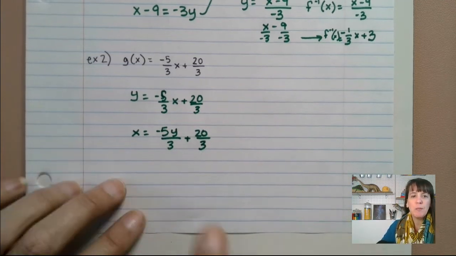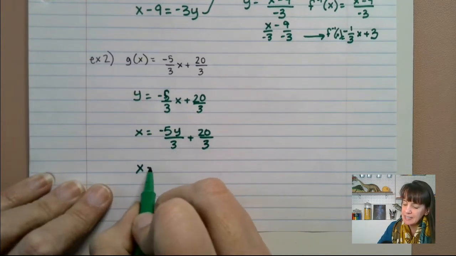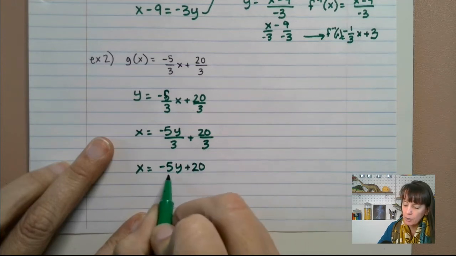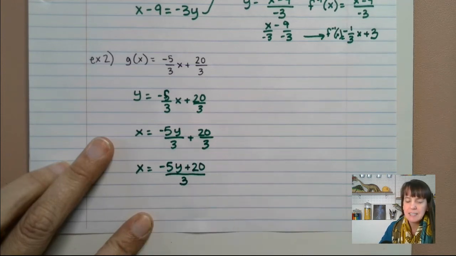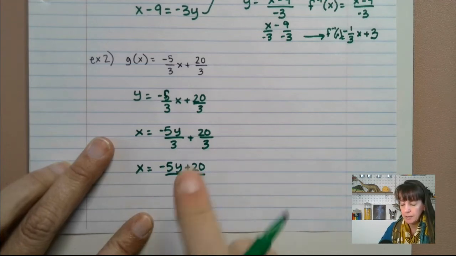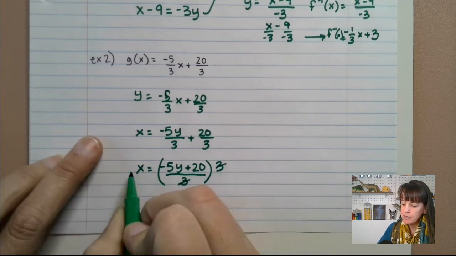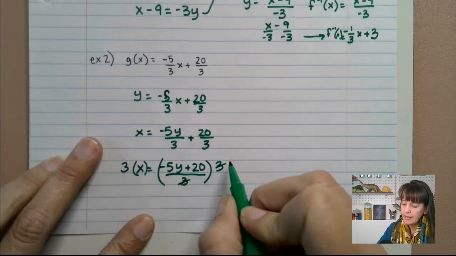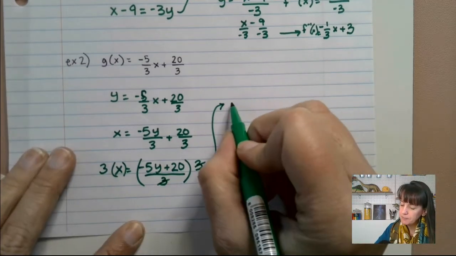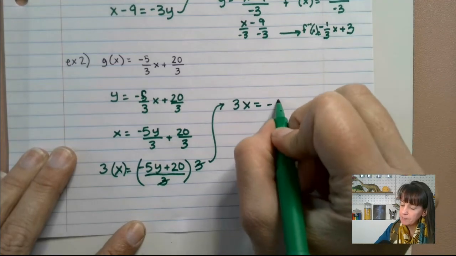What you may notice here is that these both have a common denominator. So I can say x equals negative 5y plus 20, over 3. Since they both have a common denominator, I now have just this one denominator. I'm dividing by 3, and the opposite of divide is multiply. So if I multiply both sides by 3, we now have 3x equals negative 5y plus 20.